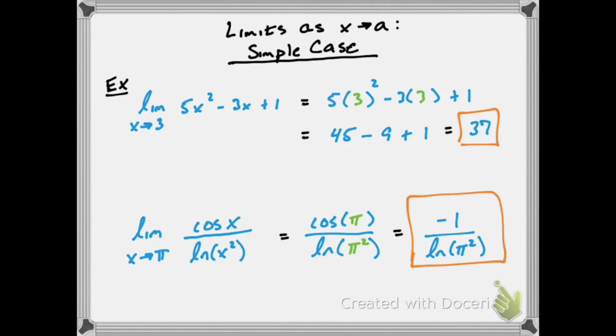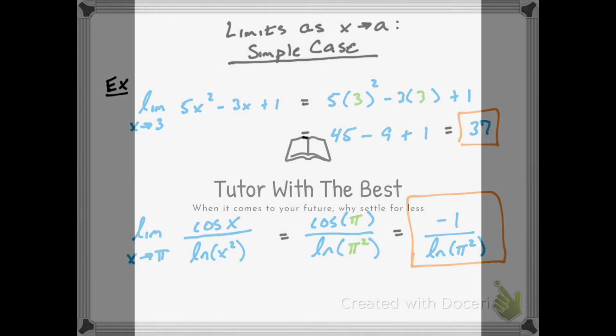This will always be the route that you take when you're evaluating a limit as x approaches a. Just plug in the value for a, and if you end up with a real number answer, that'll be your solution.